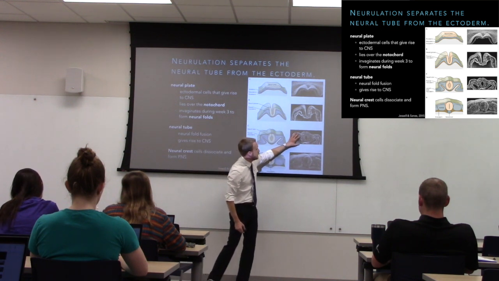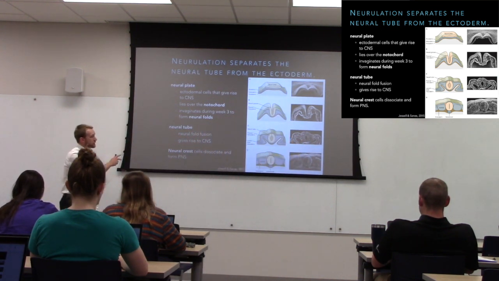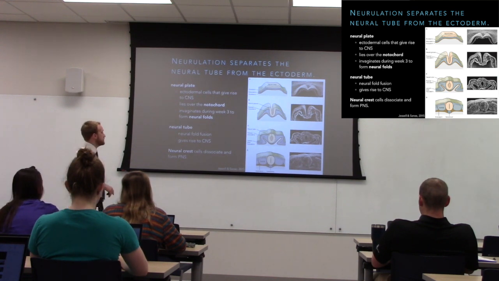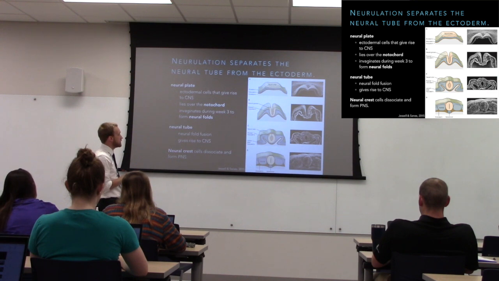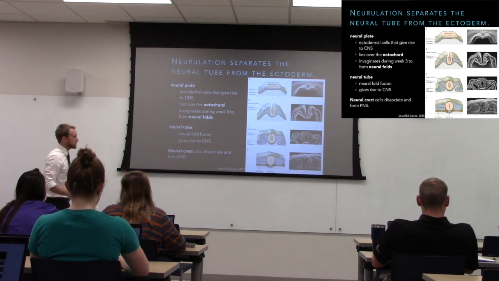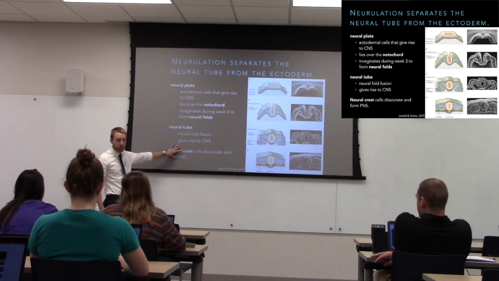Here you can see actual cross sections. You see that these cartoons are pretty well accurate. This isn't clean, and so right there at the neural folds, as we break off from the rest of the ectoderm, there are some cells called neural crest cells that split off.